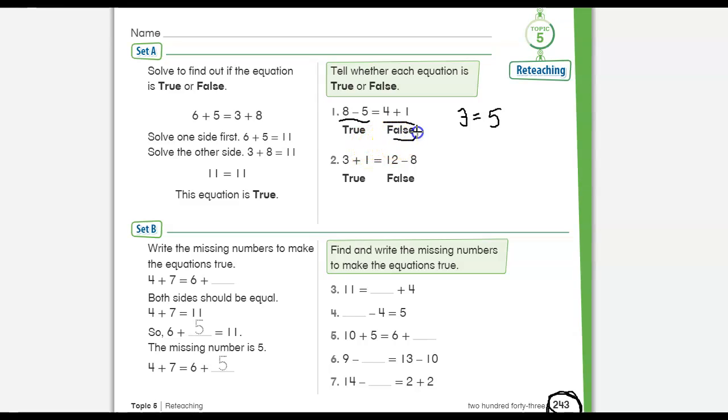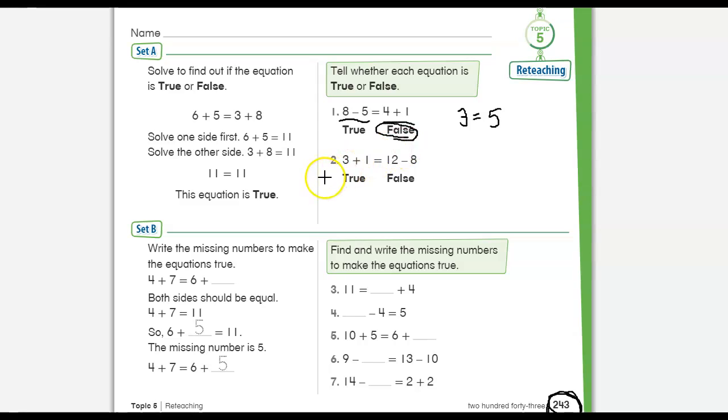This is a false equation because remember, for it to be a true equation, both numbers on either side of the equal sign have to be equal or the same. So for number 1, it is false.